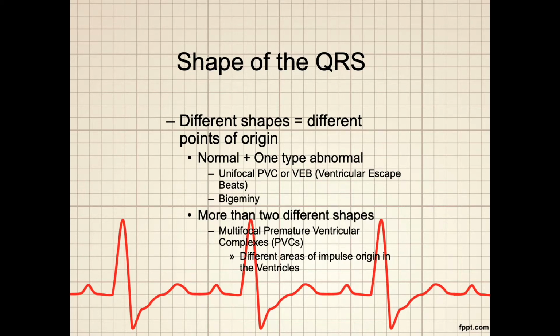If it's normal and you have one type of abnormal QRS, that is, the PVC or the PVCs all look the same, those PVCs, those early beats coming from the ventricle, are coming from one area or one foci. And these are examples like unifocal premature ventricular complexes.